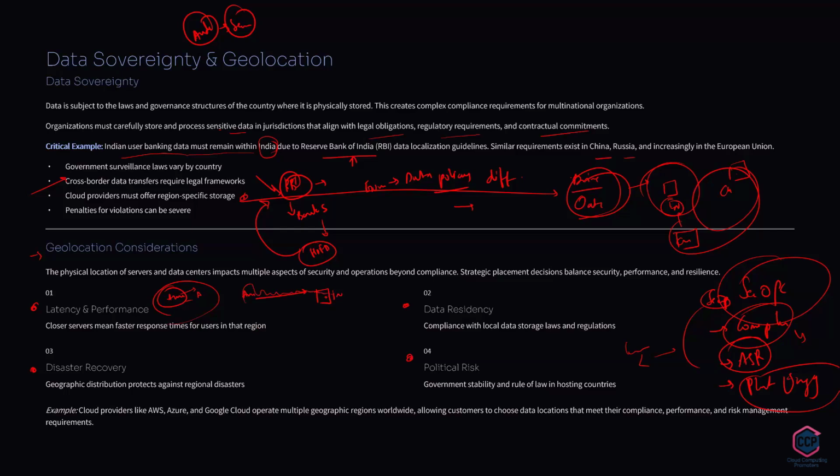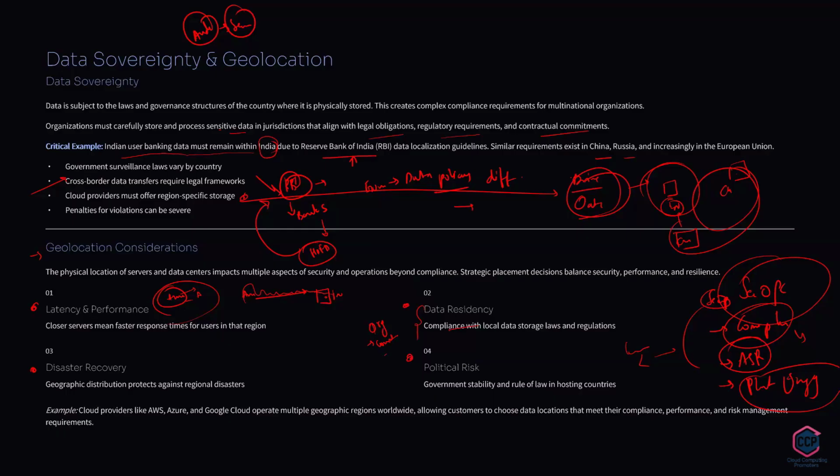So there could be data latency. In order to overcome this, the law is there that every country should have its own data center. Data residency is where compliance and local data laws and regulations apply. Here, for each organization and each country, the laws will be different.